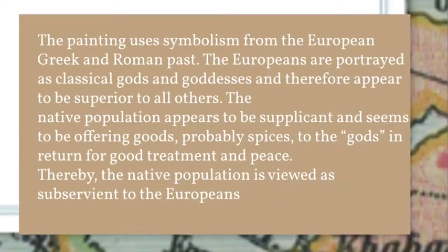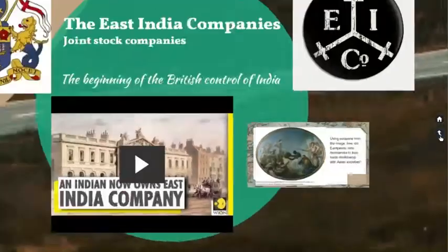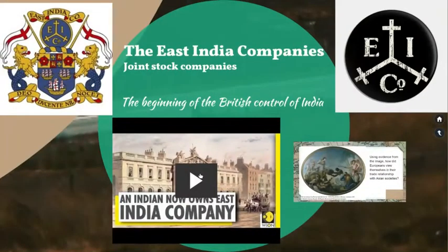The painting uses symbolism from European, Greek, and Roman past. The Europeans are portrayed as classical gods and goddesses, therefore they appear superior to all others. The native population appears to be supplicant and seems to be offering goods, probably spices, to the gods in return for good treatment and peace. Thereby, the native population is viewed as subservient to the Europeans. We do know that this is how their attitude was.